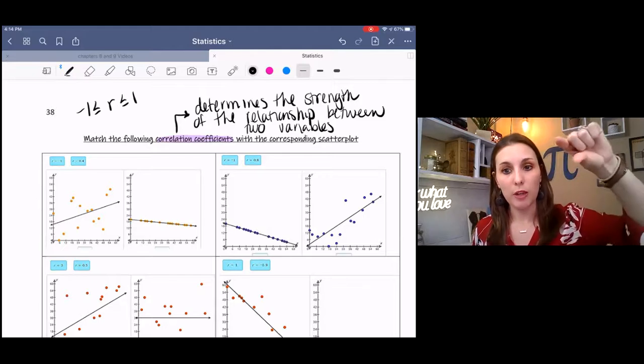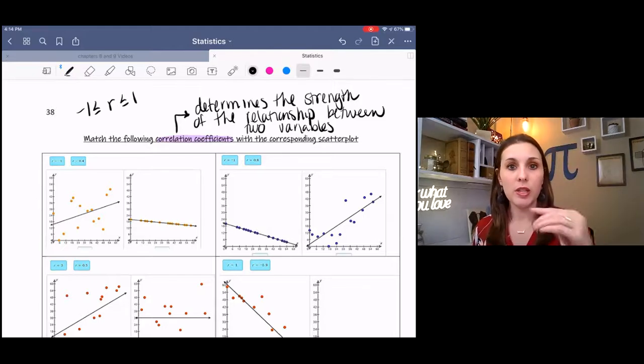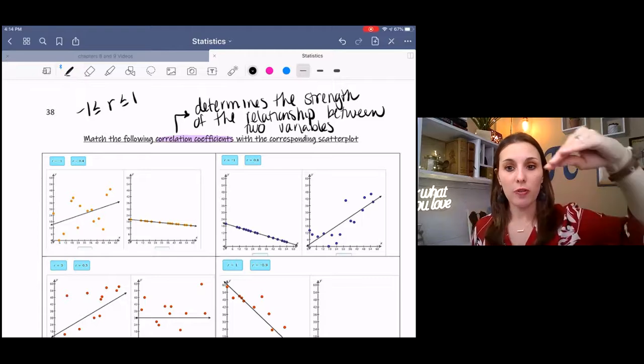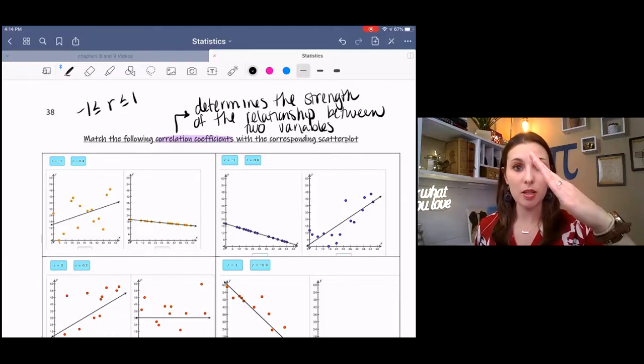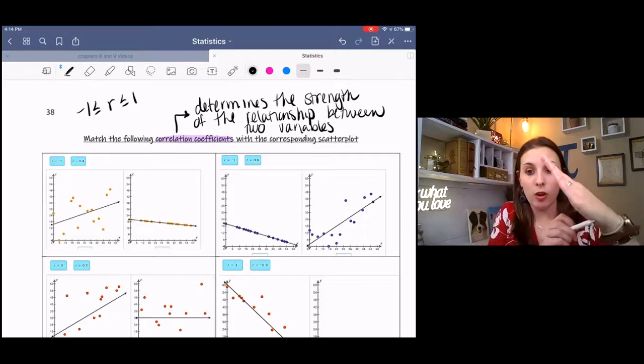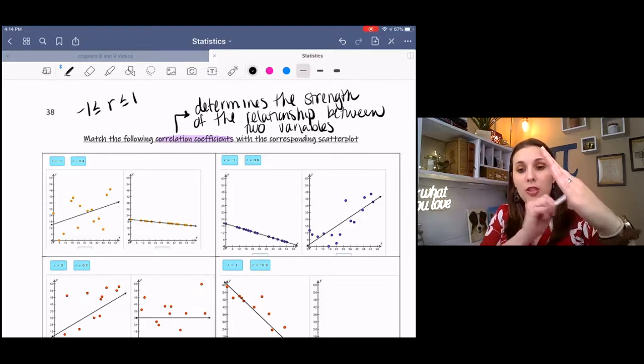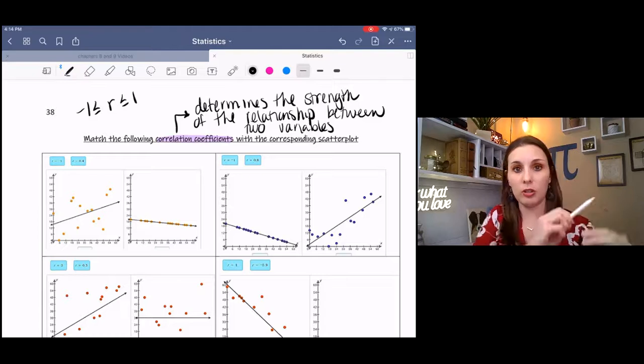So the line would be falling, which means that as one variable is getting bigger, the other variable is getting smaller. We call that an inverse relationship. And then a correlation coefficient of 1 indicates a positive slope, which goes up like this, which indicates a direct relationship. As one variable is getting larger, the other variable is also getting larger.